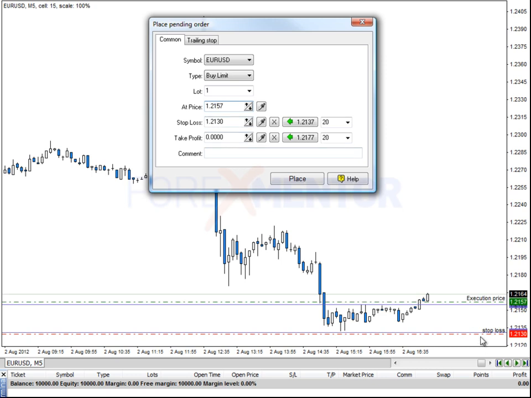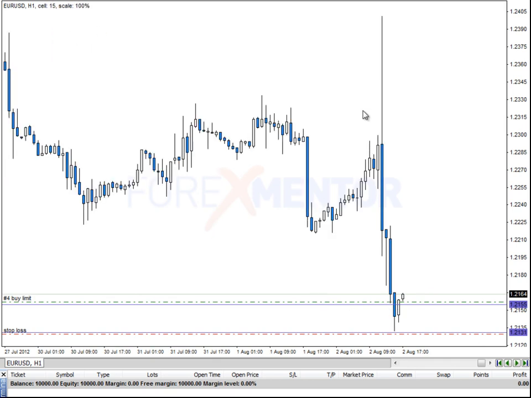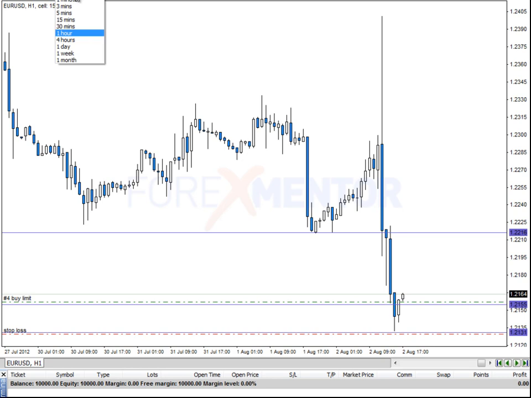2157, 20 pip stop. I'll put that in there. And in terms of targets, just go to the hourly chart quickly. In terms of targets, well, we've got this area in here we can watch pretty closely. You can see here support, breaks through, comes back, tags as resistance. Okay, that's about 58 pips. We can definitely watch that area to take partial profits.